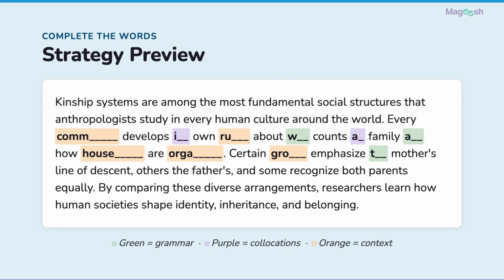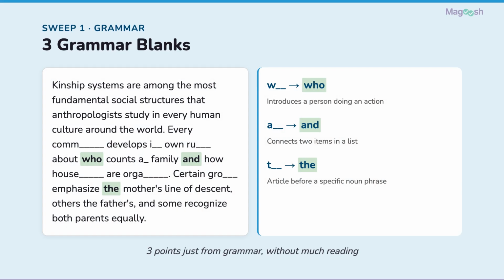Okay, I've highlighted each word a different color based on which strategy of the sweep applies. Green is for grammar, the first sweep, purple is for collocations, the second sweep, and orange is for context, the third sweep. If you haven't tried answering these questions yet, please pause the video and go ahead. When you come back, I'll start walking through the answers. Alright, sweep 1, grammar structure. We're going to ignore the content of the passage for now and hunt for blanks where the grammar alone tells us what word fits. 3 blanks fall into this category, all short function words.